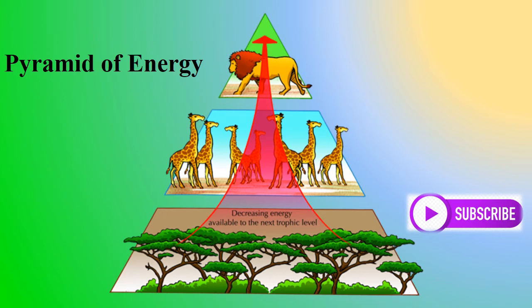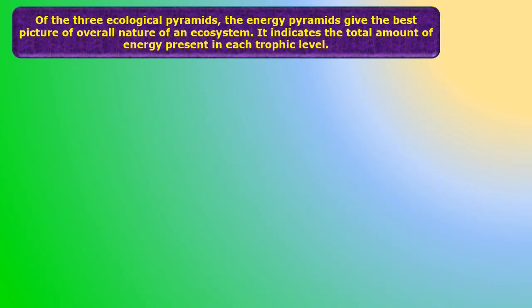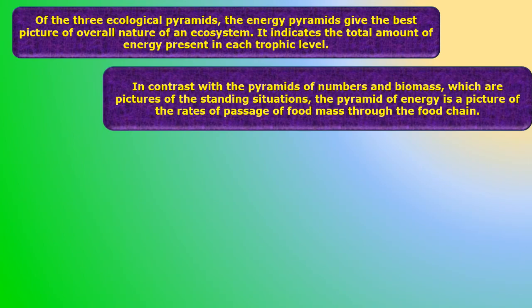The last type of ecological pyramid is the pyramid of energy. Of the three ecological pyramids, the energy pyramid gives the best picture of the overall nature of an ecosystem. It indicates the total amount of energy present in each trophic level. In contrast with the pyramids of numbers and biomass, which are pictures of standing situations, the pyramid of energy is a picture of the rates of passage of food mass through the food chain.